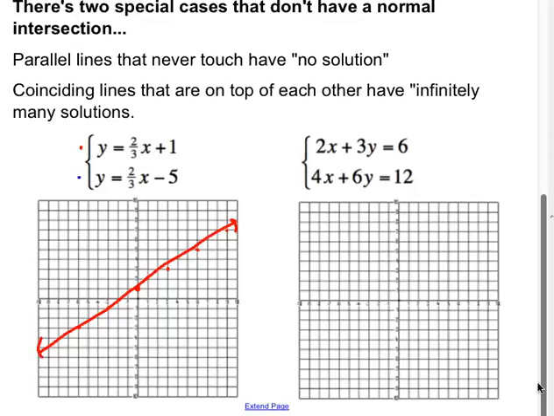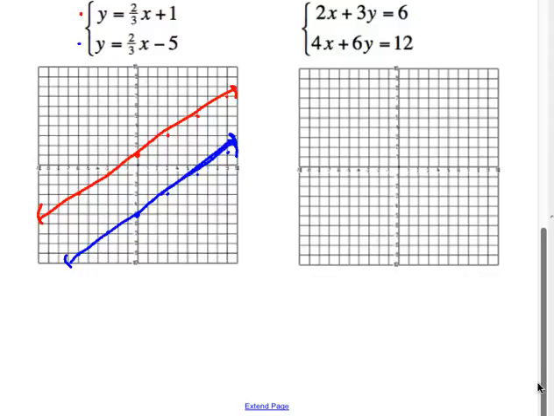Bottom line, I start down at negative 5, and then same slope, up 2 over 3, up 2 over 3. Now notice what's happening because they have the same slope. These two lines are never going to touch. They're never going to cross to have a point of intersection. So that's why this is the case of no solution. Because the lines never cross, there will never be a solution.